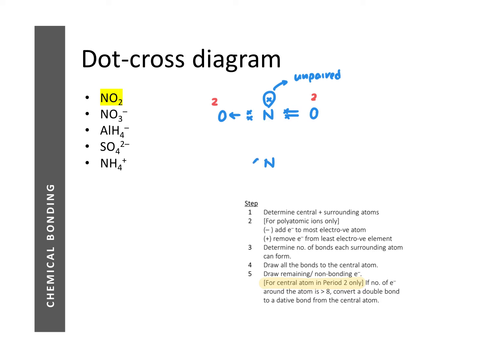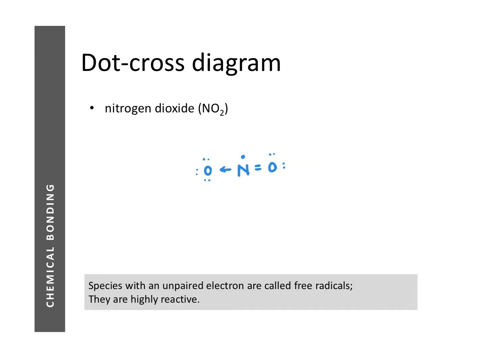So the dot and cross diagram for nitrogen dioxide would look something like this. And the Lewis diagram would look something like this. So when we look at the structure of nitrogen dioxide, we find that there is still an unpaired electron on the central atom. Molecules with an unpaired electron are so reactive that we give them a special name. We call them free radicals. So nitrogen dioxide is a free radical.